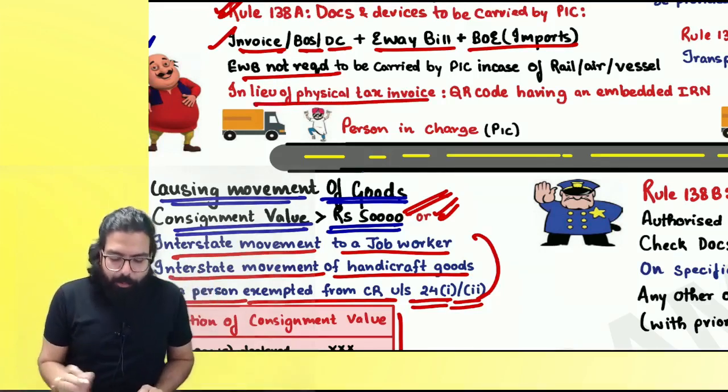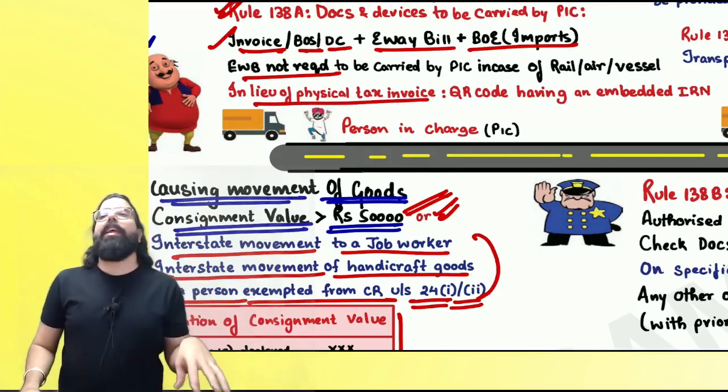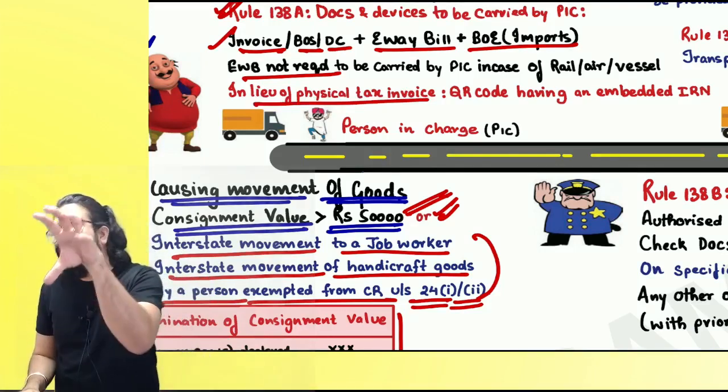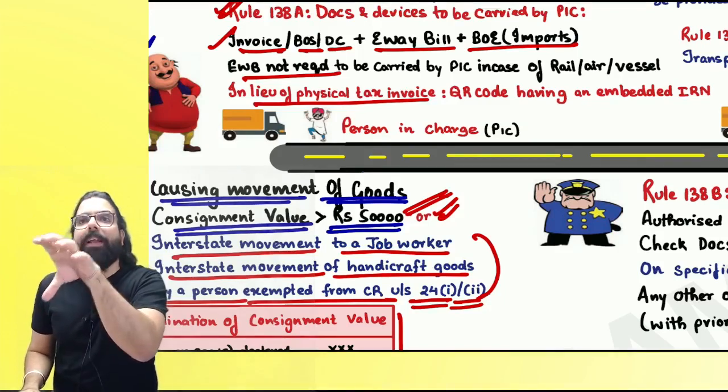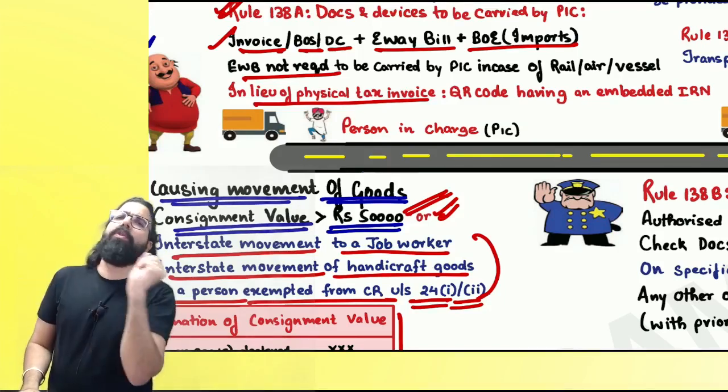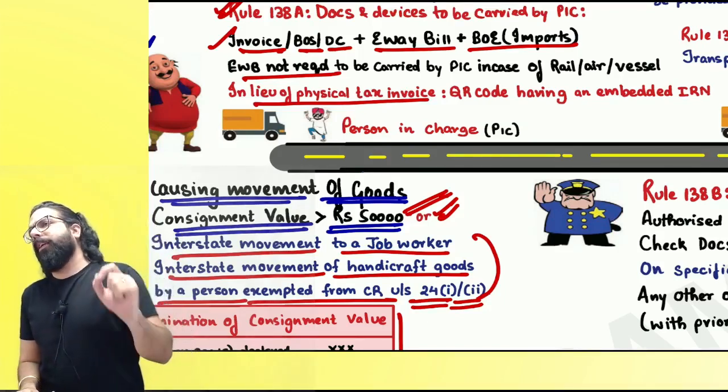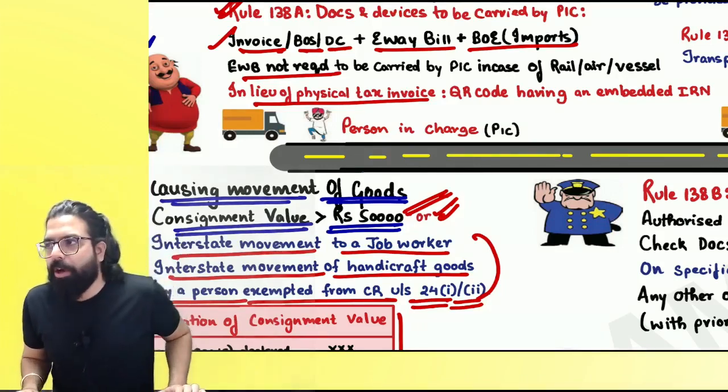And sir, in the case of e-invoicing, you will have that QR code having the embedded invoice reference number that can also be carried. You don't have to carry the physical tax invoice. Are we all clear till here?